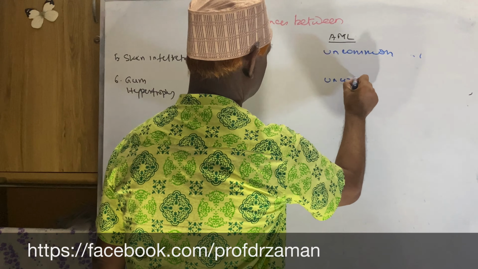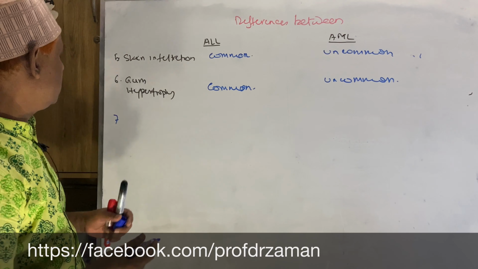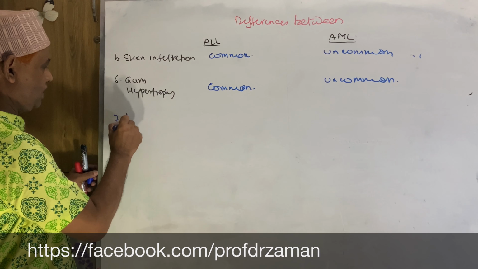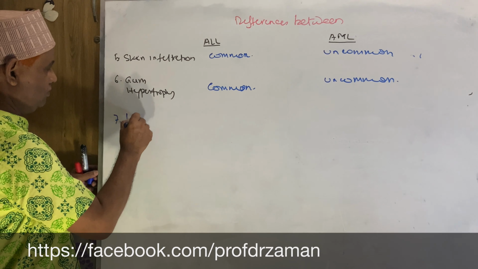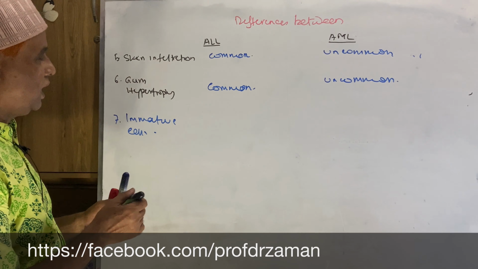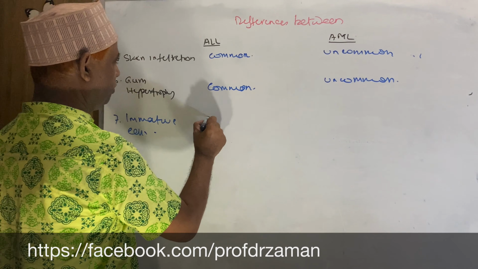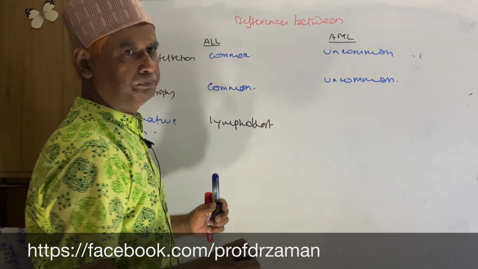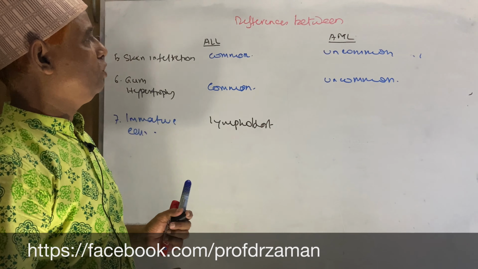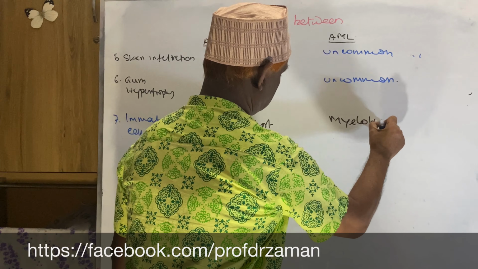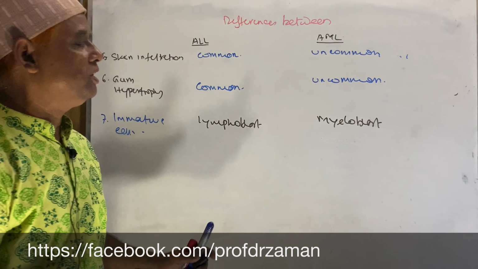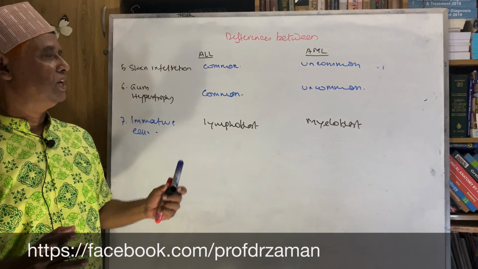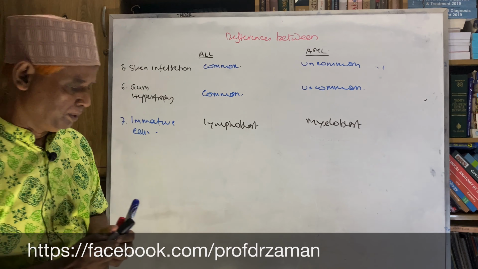Then the immature cells in peripheral blood or in the bone marrow: in case of acute lymphoblastic leukemia, the immature cells are lymphoblasts. But in case of acute myeloblastic leukemia, the immature cells are myeloblasts. So, dear audience, these are the differences between acute lymphoblastic leukemia and acute myeloblastic leukemia.